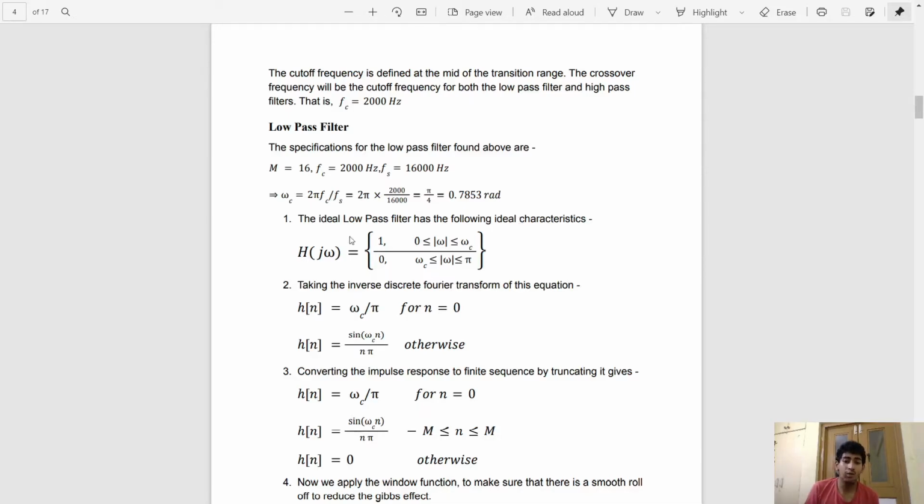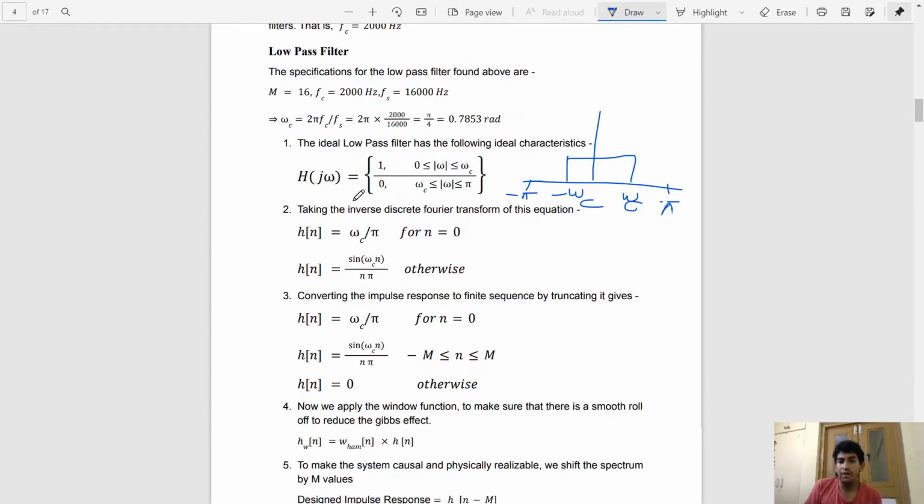Now the main thing is how to develop the FIR low pass filter, and we'll start with the ideal low pass filter. The ideal low pass filter is like this. From 0 to ωc, we get this pass band, and from ωc till pi we have this stop band, and from minus pi to minus ωc we also get this stop band.